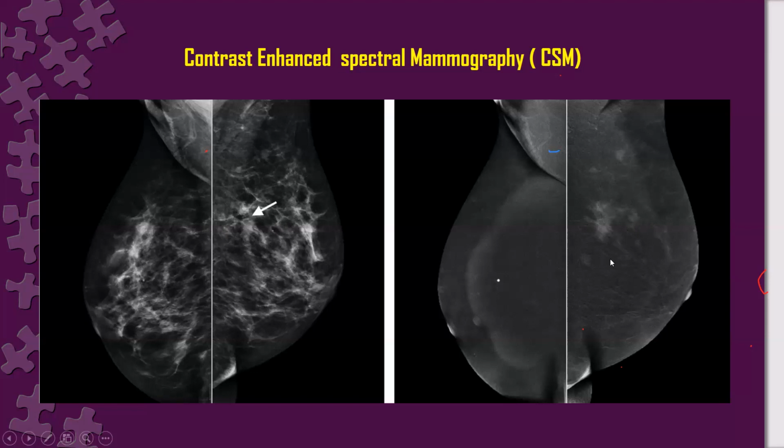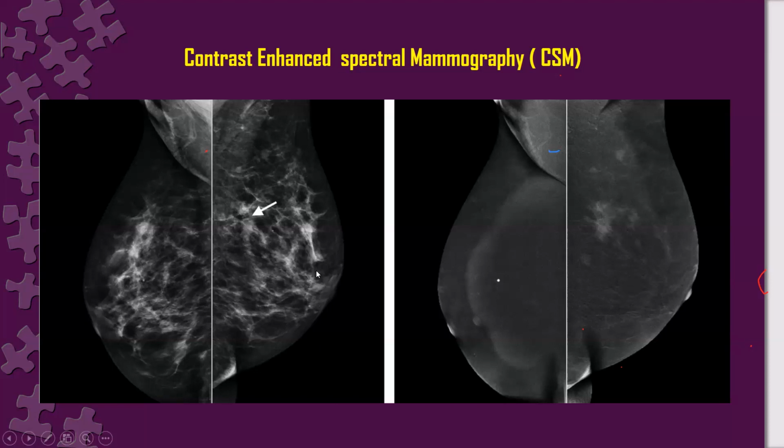In the same location as the low energy image, there are multifocal, multiple areas of heterogeneous enhancement. I need to see the other view to complete the picture, but at least this is multifocal malignancy.